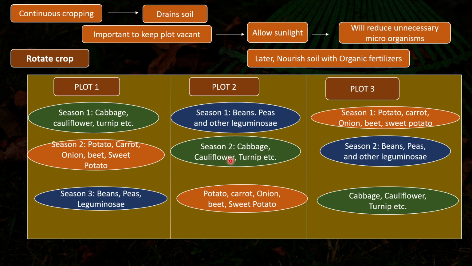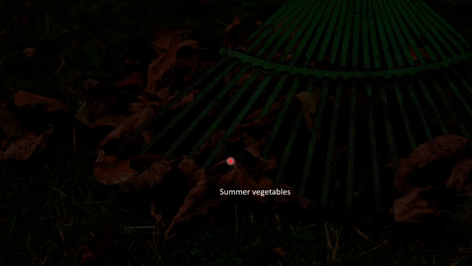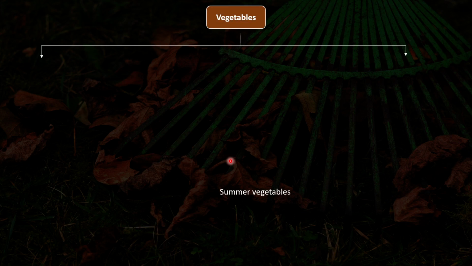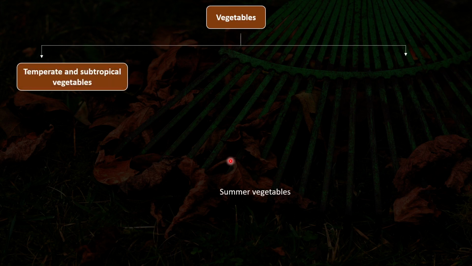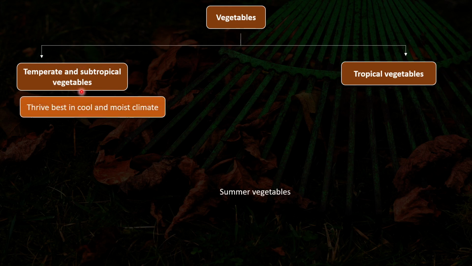And the same crop rotation is also employed for agricultural purposes. The same crop rotation pattern is utilized, right? So I hope that this part is clear with you. Now vegetables are mainly divided into two types based upon where they are grown. So vegetables are mainly temperate and subtropical vegetables, and the tropical vegetables, right?